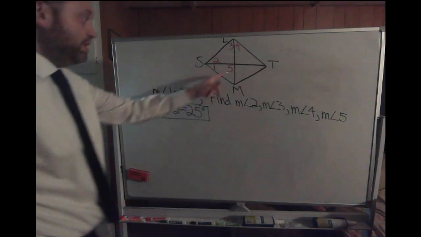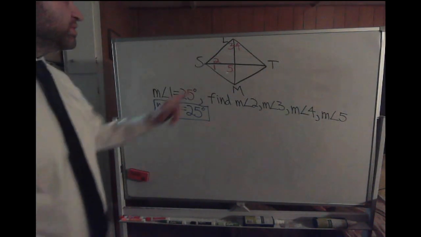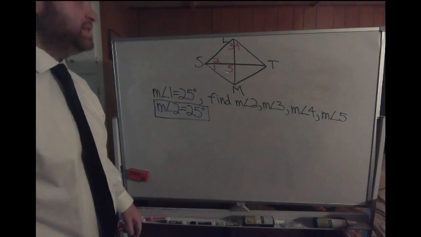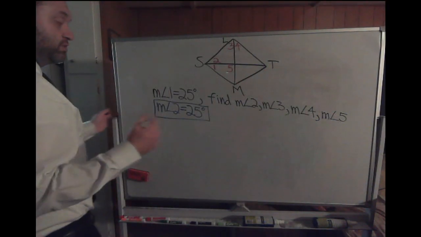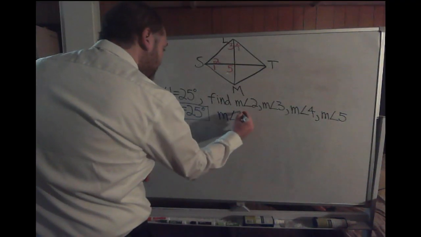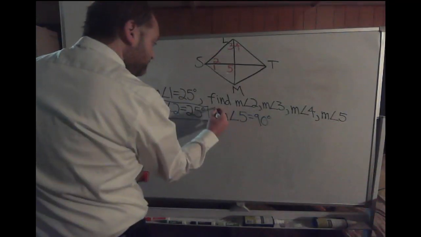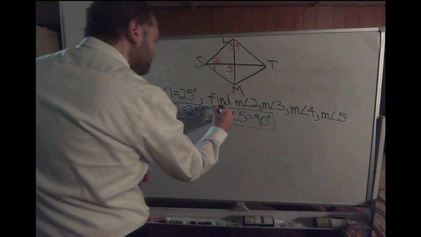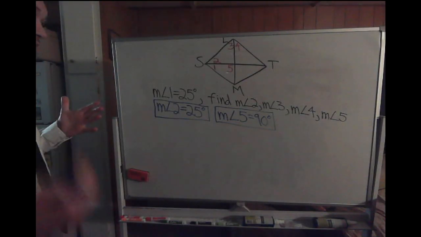Let's actually do angle 5 next. We know also that the diagonals of a rhombus are perpendicular to each other. Angle 5 is right here where the diagonals intersect, so the measure of angle 5 would have to be 90 degrees if the diagonals of a rhombus are perpendicular. Okay, so we found angles 2 and 5, now we just got to solve for 3 and 4.